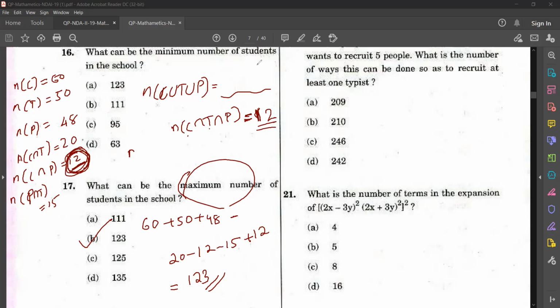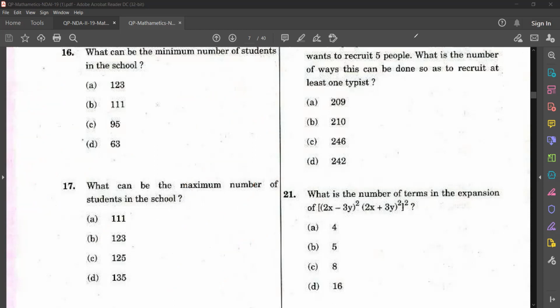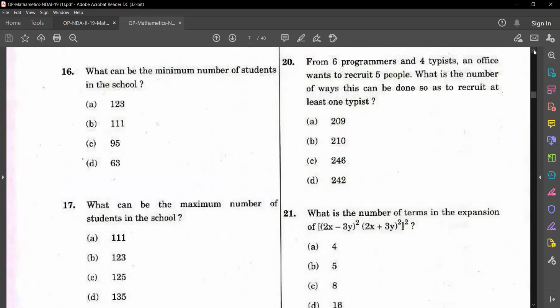Okay. So that's about that question. Now go to question number 20.